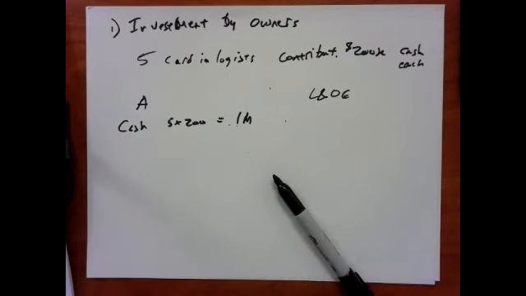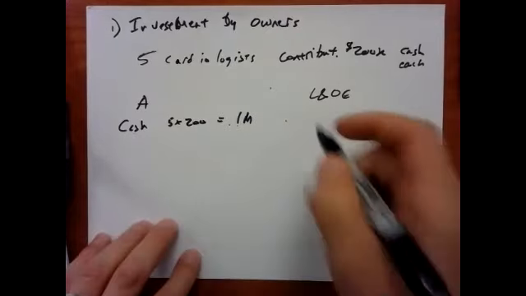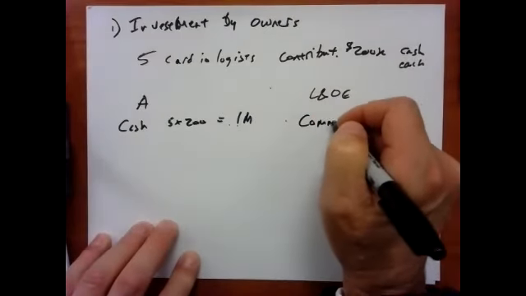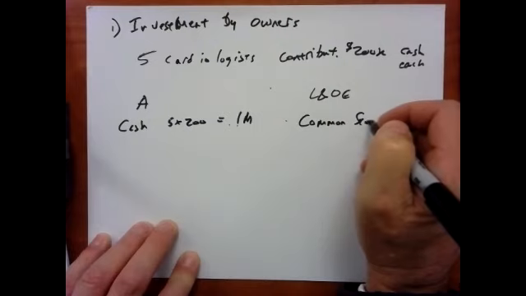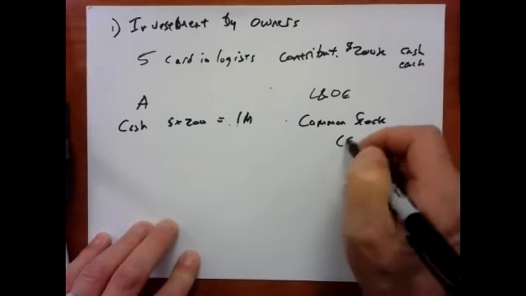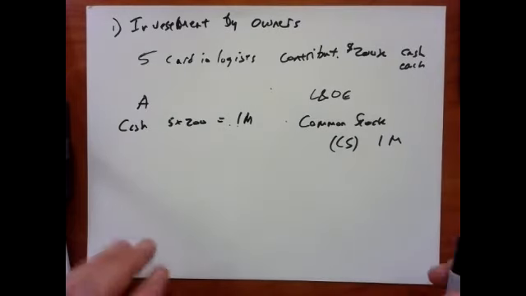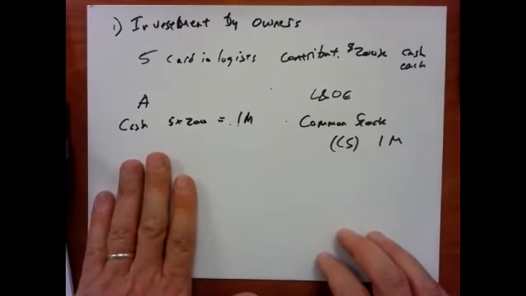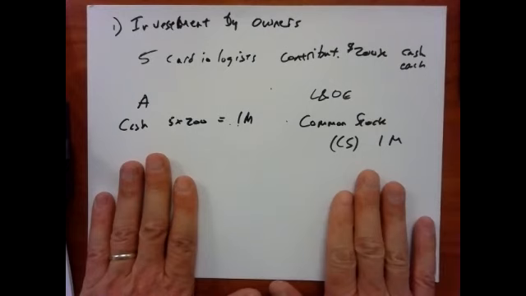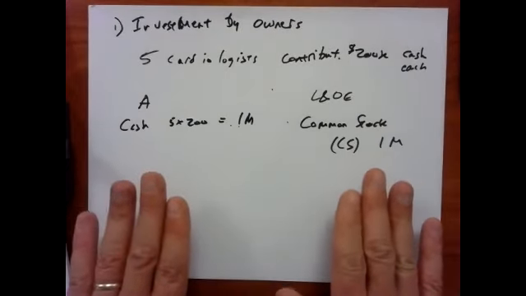Why is it owner's equity? Because there's no loan here. They've all contributed money to create this business. So they each own 20% of the business. That money is accounted for as common stock. We're going to abbreviate that CS, and that's going to be 1 million. So now we have on the left side $1 million and on the right side $1 million. So now we're in balance.